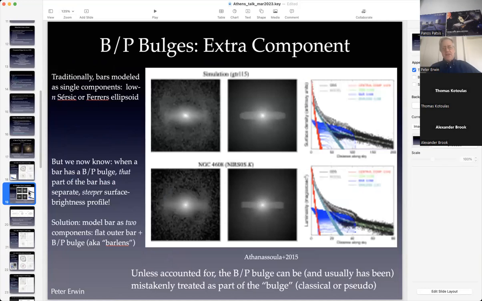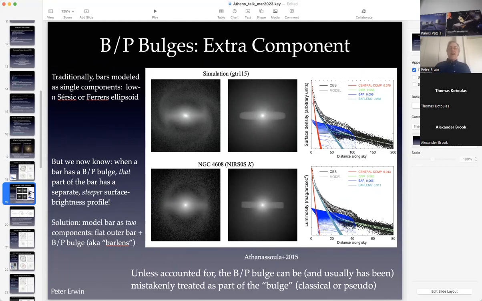Okay, what do we mean by a 2-component bar? Well, remember I was talking about boxy peanut bulges. This is the vertically thick inner part of a bar. Traditionally, when people model bars in 2D image decompositions, they treat the bar as a single component, an elliptical Sersic with a low n, or sometimes a Ferrers ellipsoid. But what we now understand is that if you have a boxy peanut bulge, not only is that vertically thicker, it has a steeper surface brightness profile.